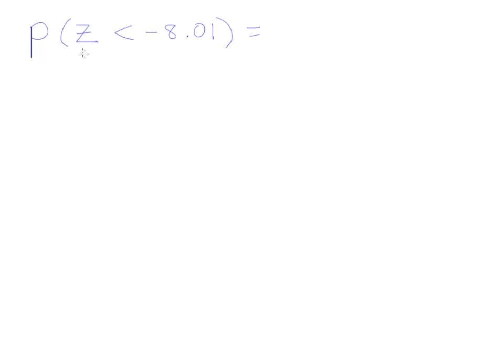Alright, in this video we're looking for the probability that a standard normal random variable is less than negative 8.01. So I'm going to draw a bell curve here. First a number line, and then I'm going to put the bell curve on top of that. So let's draw kind of a standard bell curve.